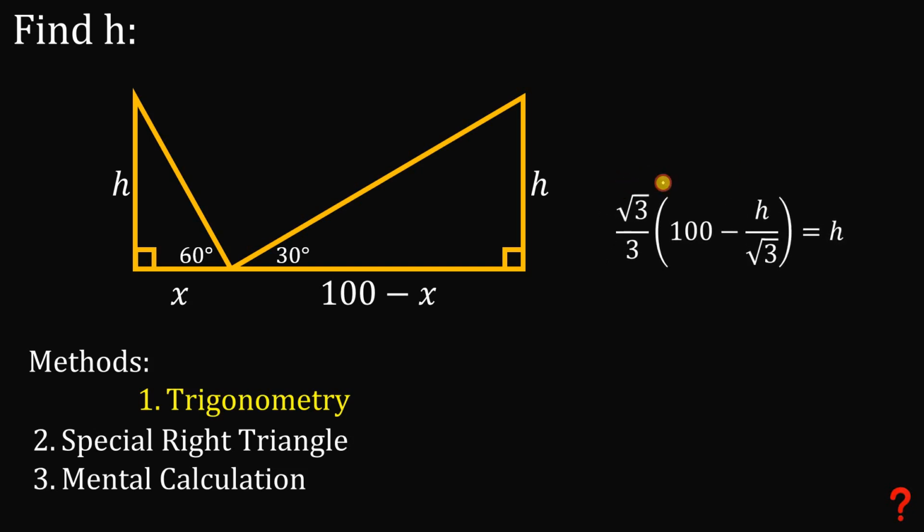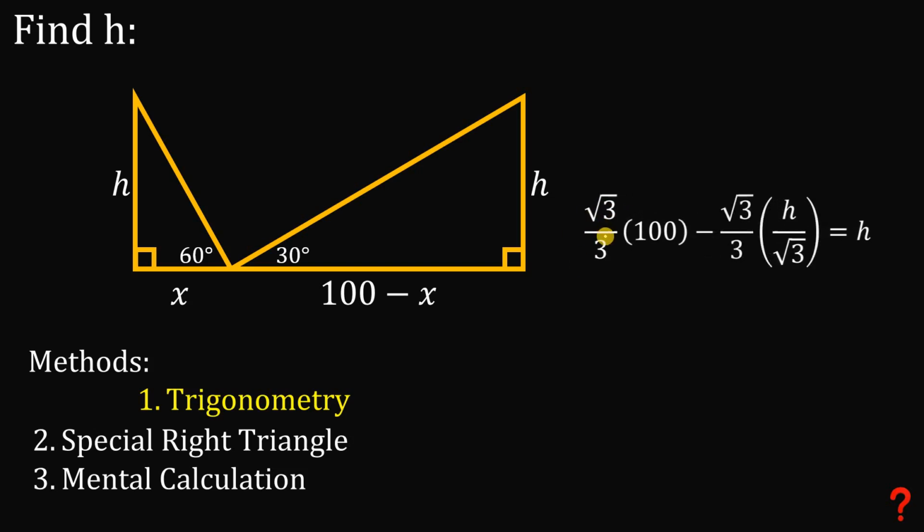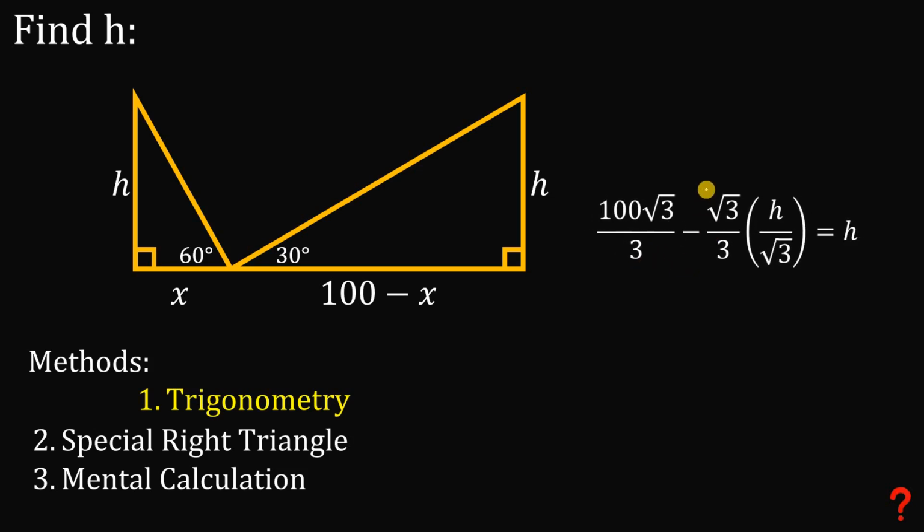Now, at this point, let's distribute the square root of 3 over 3 to 100 and h over square root of 3. If we do that, we get square root of 3 over 3 times 100 minus square root of 3 over 3 multiplied by h over square root of 3 equals h. And if we multiply these two, we get 100 multiplied by square root of 3 over 3. And if we multiply these two terms, take note that we can cancel out the square root of 3 on the numerator and denominator. So this is just negative h over 3.